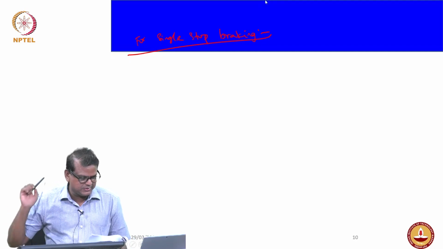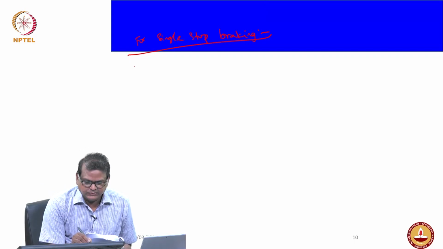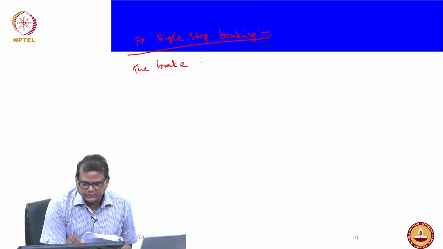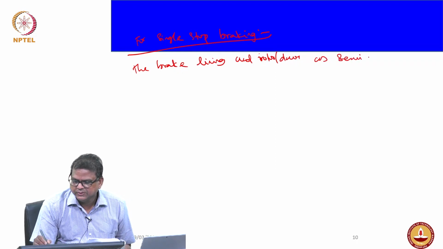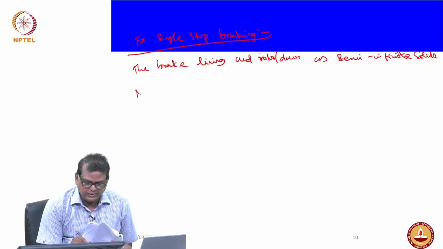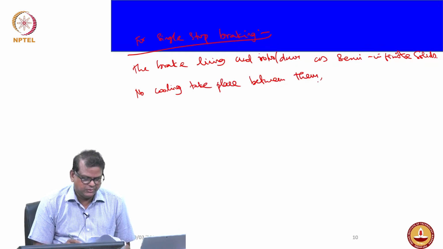So in that case, what do we understand? We will take it as the brake lining, and the rotor or drum as a semi-infinite solid. These are basic heat transfer semi-infinite solids, and obviously no cooling takes place between them. So, what happened then?